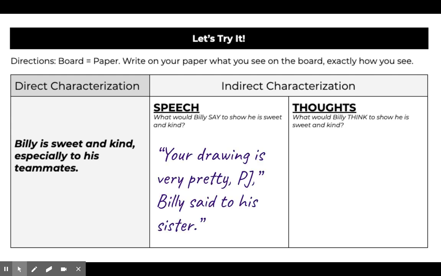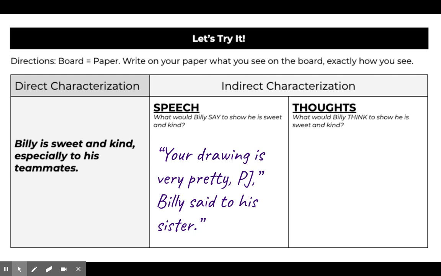"Your drawing is very pretty, PJ," Billy said to his sister. I think this one is speech because it's something that I put in quotes. This is something that the character Billy is saying. And this is an example of indirect characterization because it's showing that Billy is sweet and kind through what he is saying, through his speech.